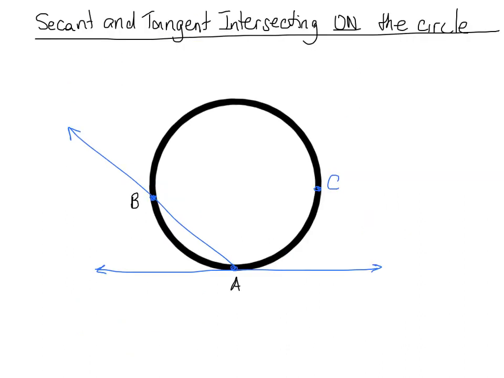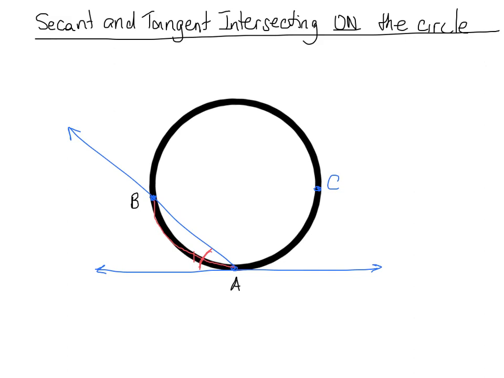Okay, so here we have a secant and it's intersecting with a tangent line. If the secant intersects the tangent line on the circle as shown, then the angle that is created, so in this case, let's look at this angle here, let's call this angle 1, is going to be half of the intercepted arc. So angle 1 is going to be half of this arc here.